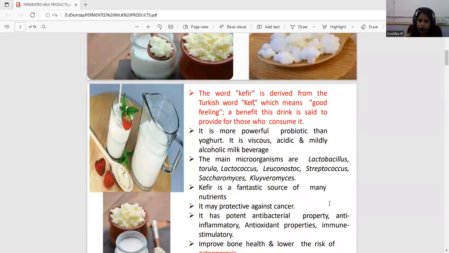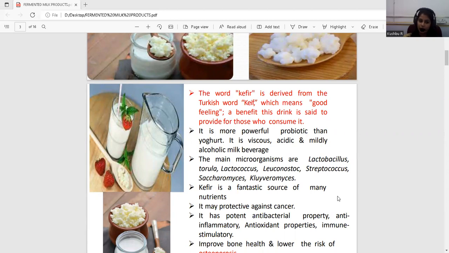To know the history of kefir, the name was derived from the Turkish word kef, which means good feeling. The benefit of the milk was thus indicated as a good feeling to be consumed, that is your fermented milk, which is rich in probiotics.